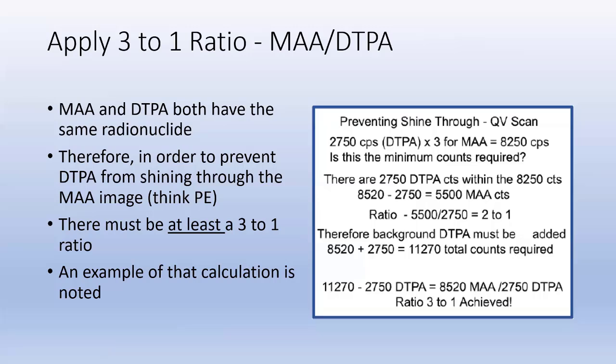If you've got cold in perfusion, hot in ventilation, and too much activity coming through in ventilation, you might hide that PE. So when you think about this quality control step, you want to make sure that you have that 9,850, add 2750 for the background. That gives you a total of 11,270. When you subtract the DTPA of 1750 from that, we end up with 8220. And when we do the ratio, we end up with a 3-to-1. Bingo, we're good to go.